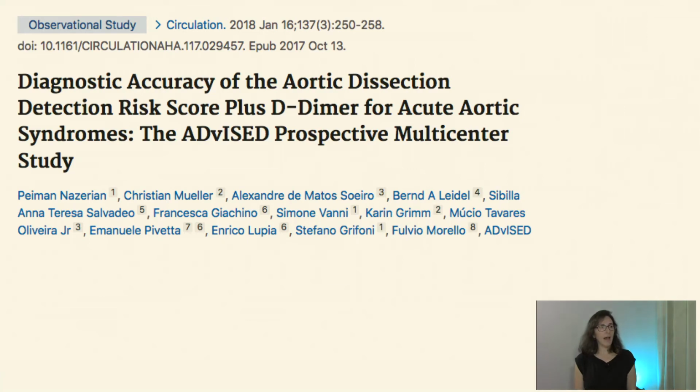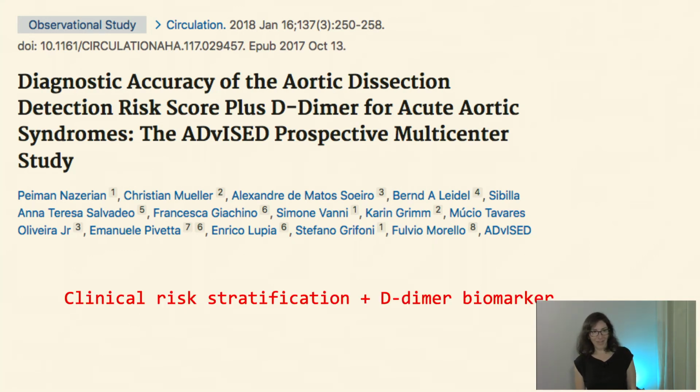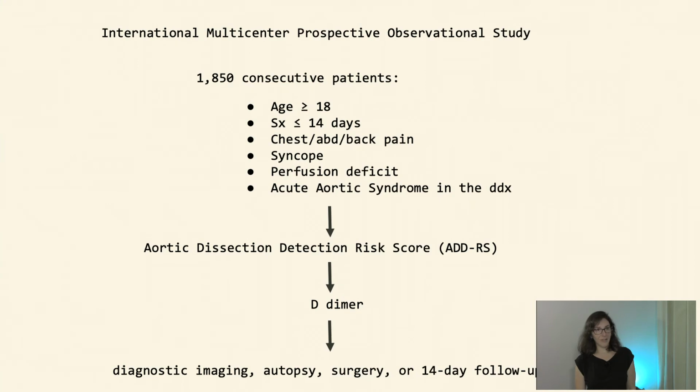So working off the foundation of the prior studies that we just talked about, the ADVISE team designed and tested an aortic dissection detection risk score and D-dimer clinical pathway for ruling out acute aortic dissection. So it's combining clinical risk stratification with a D-dimer biomarker. You see what they did there? Yeah, so this is also an international multi-center prospective observational study.